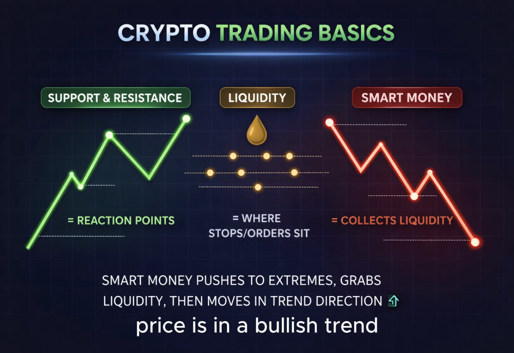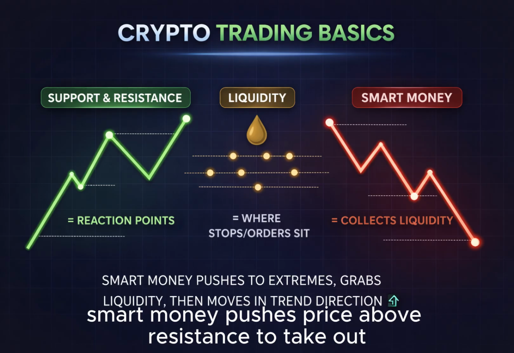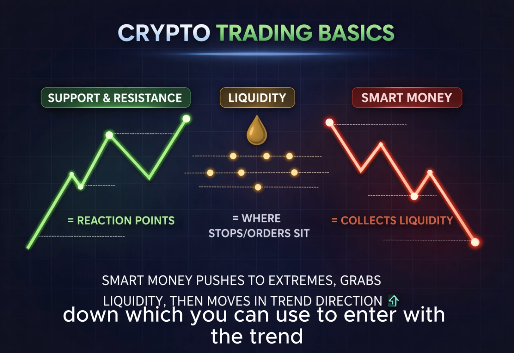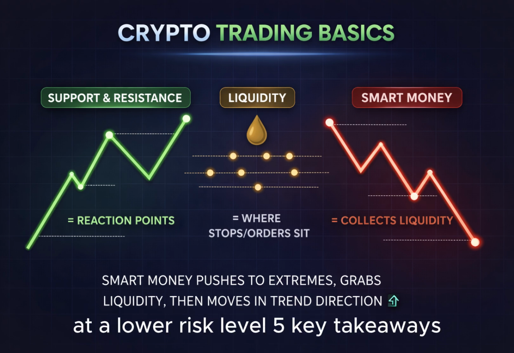Example. Price is in a bullish trend. Resistance is liquidity above. Smart money pushes price above resistance to take out stop losses. Price then reverses back down, which you can use to enter with the trend at a lower risk level.